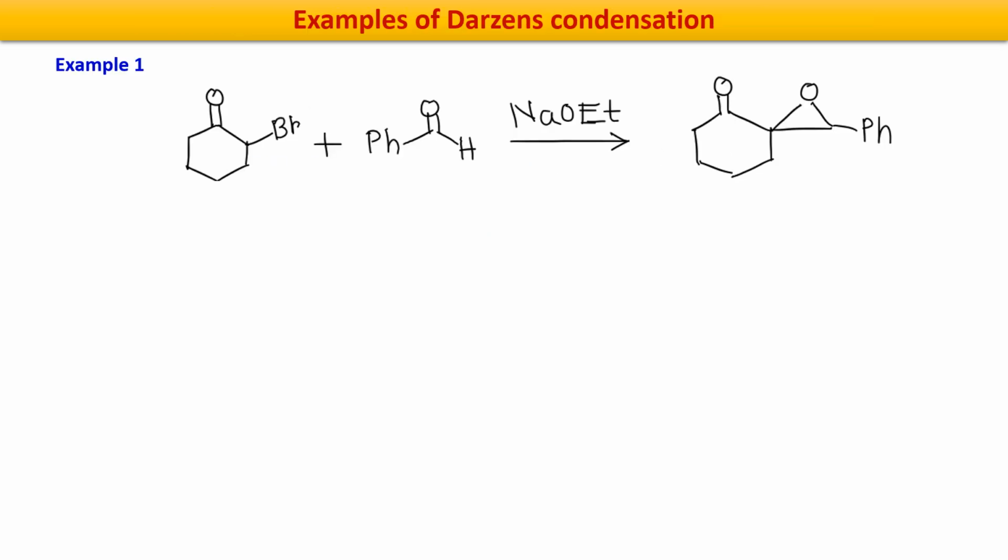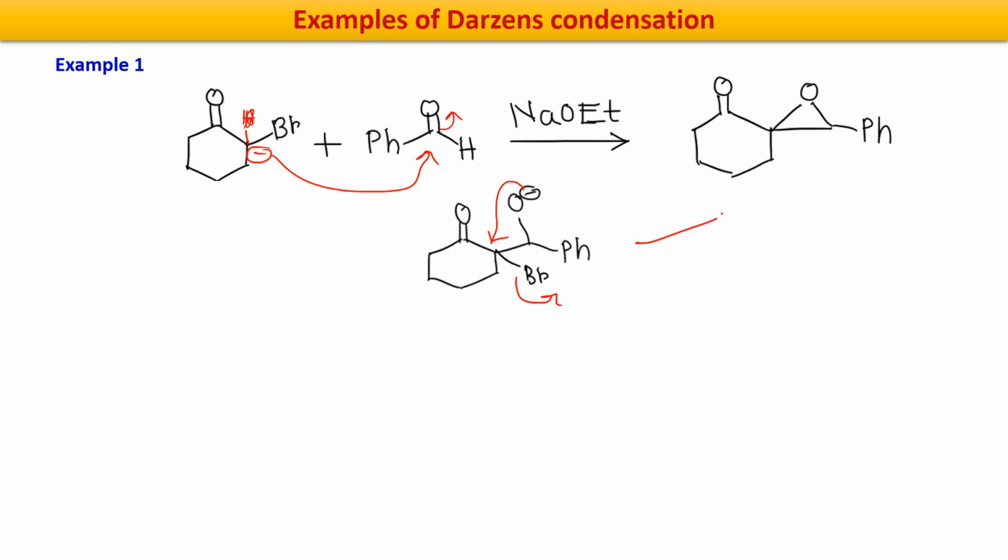Now we will see diverse examples of Darzens condensation. In this example, this is our alpha halo ester and we have taken benzaldehyde. Product is already given, right? But how is it generated? Negative charge will be generated at this position by removal of this hydrogen. Now this negative charge will attack here, and on oxygen there will be negative charge. This negative charge will attack at this carbon and Br will be removed. And finally you are getting this product.